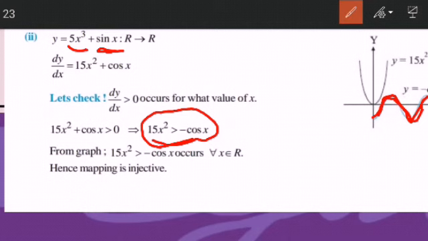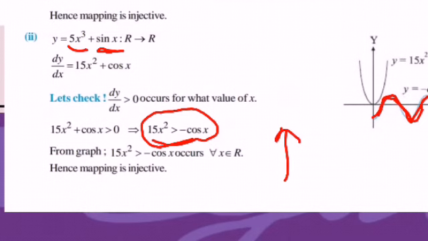Of course this is injective. So we can say this is an increasing function.